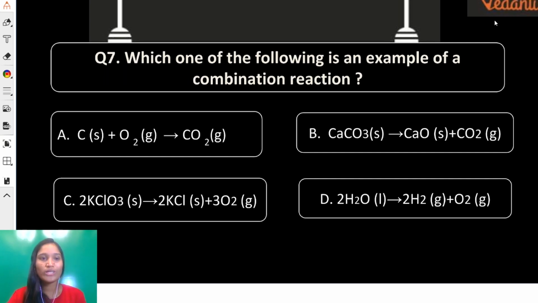Cooking of food, one versatile example. Cooking of anything is endothermic, right? Until and unless we give energy, it doesn't get cooked.